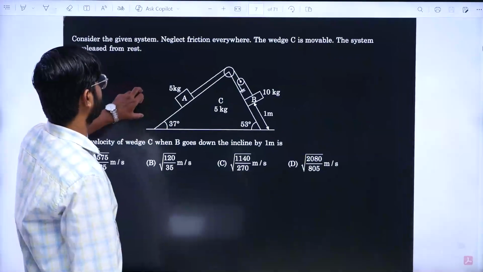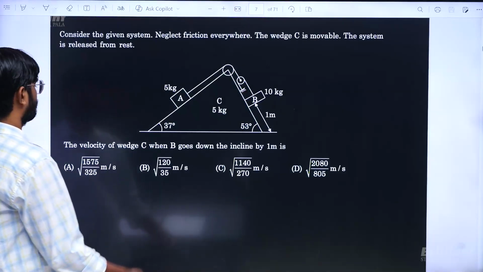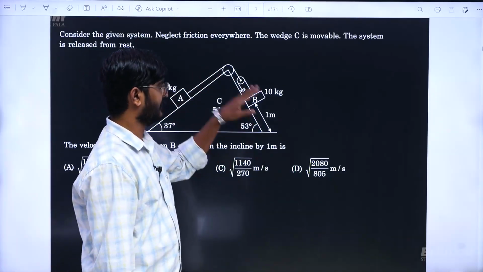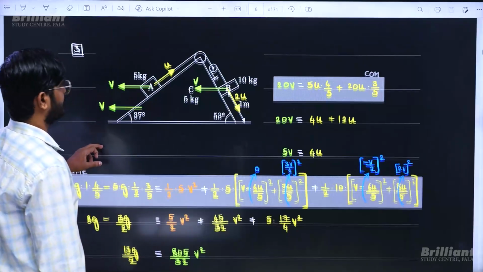Consider the given system, neglect friction everywhere. The wedge C is movable. The system is released from rest. Find the velocity of the wedge C when B goes down the incline by 1 meter. So there are many things here, so just listen to what I say.